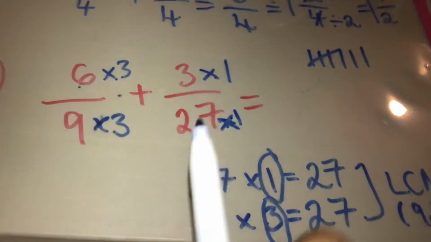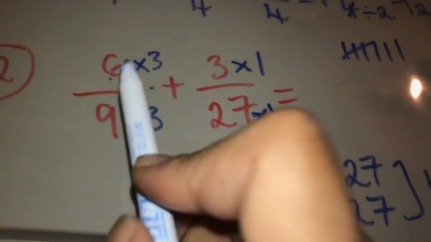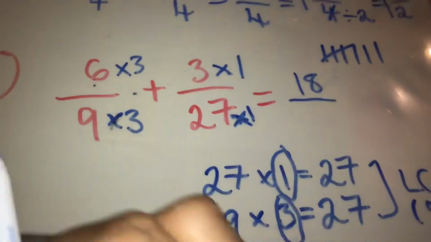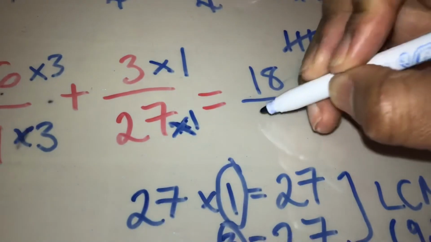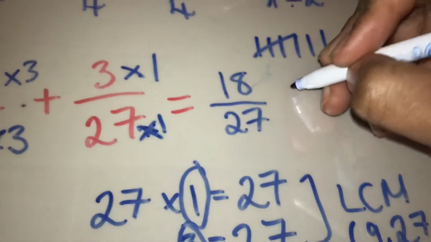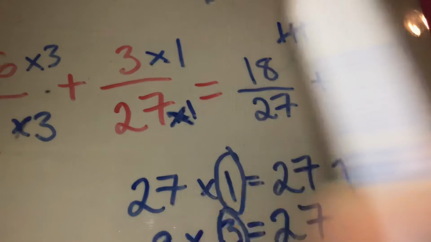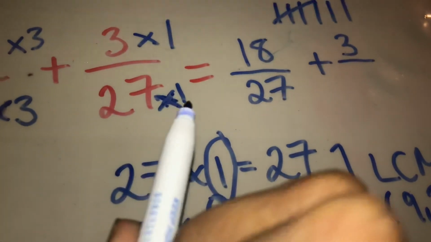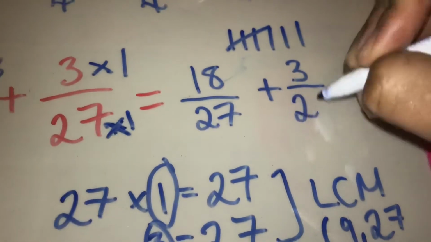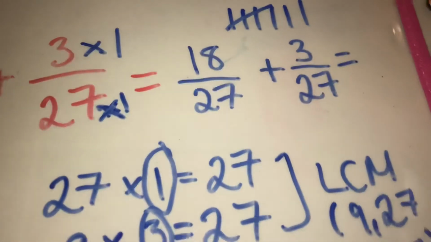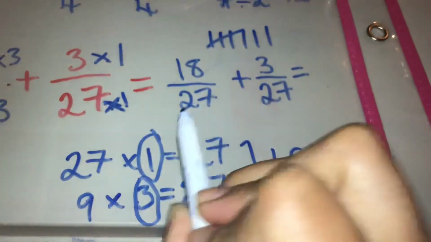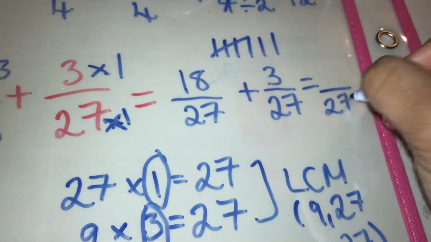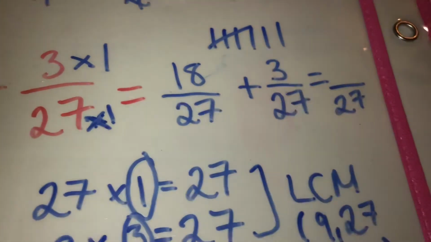And we can rewrite the fraction again. So 6 times 3 is 18. 9 times 3 is 27. Plus 3 times 1 is 3. And 27 times 1 is 27. Now we're going to add them up. So obviously, as we said, if the denominators are the same, that means we can keep them exactly the same. So 27, that can go there straight. 18 plus 3 now, that is 21.